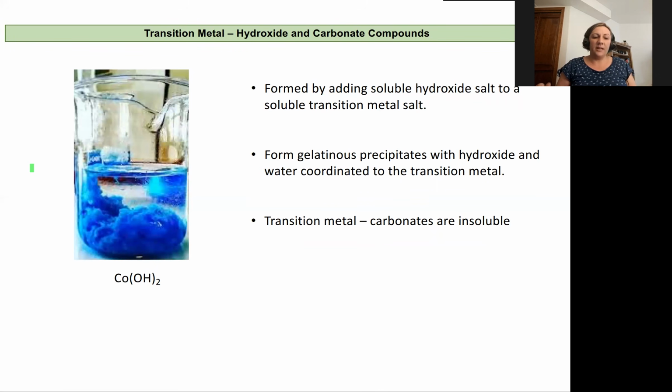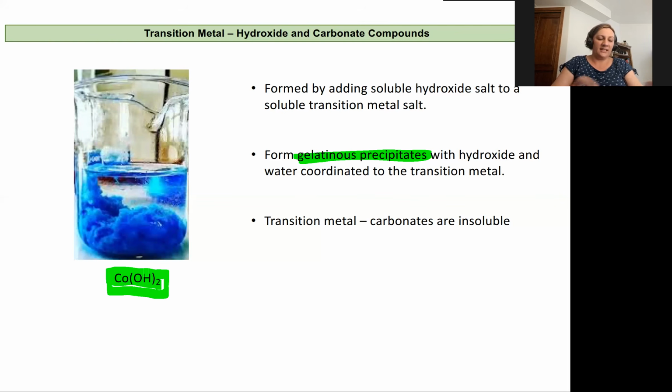So now let's talk about hydroxides and carbonates forming compounds with our transition metals. In general, when these are formed with a metal salt, if it's a hydroxide that's forming, we're going to get this gelatinous precipitate as the hydroxide, but then also water molecules are coordinated to the transition metal. And here's an example right here of cobalt hydroxide.